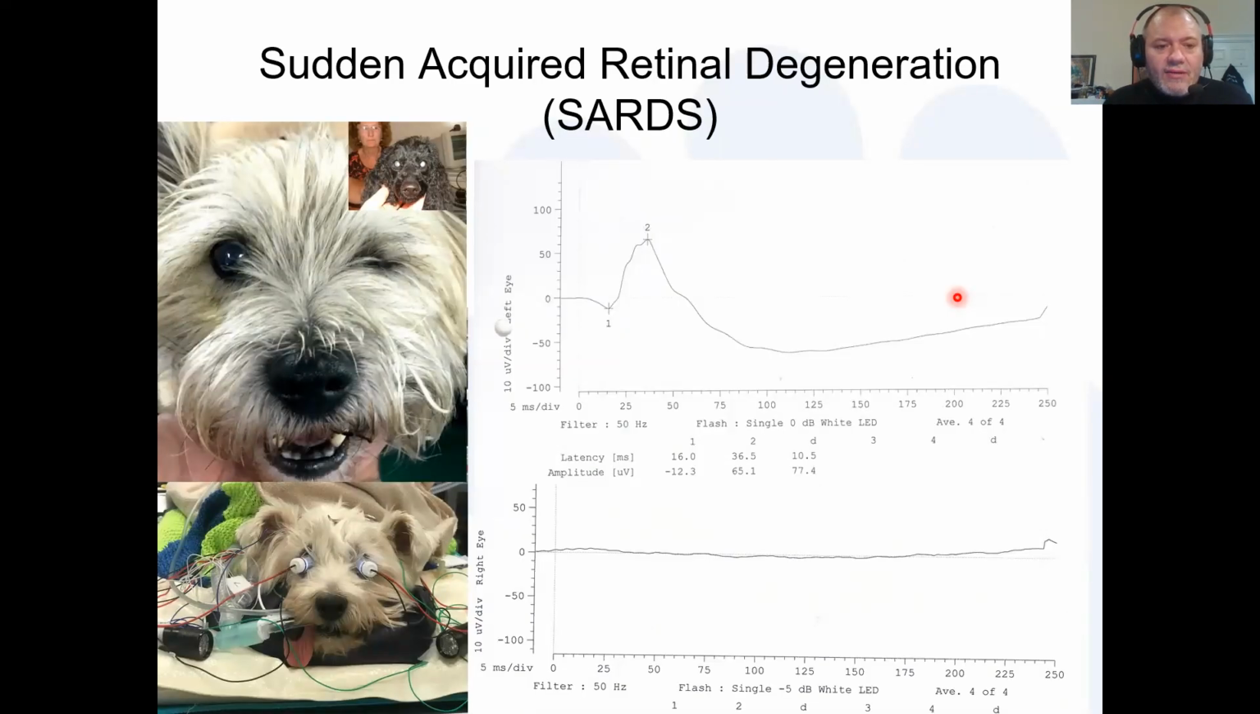And then leading on, the next group of disease I want to talk about is sudden onset blindness and sudden onset retinal blindness.